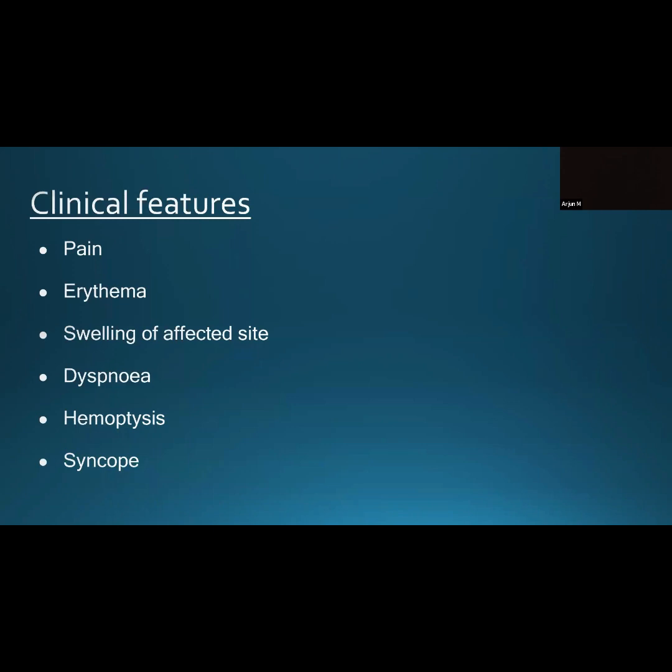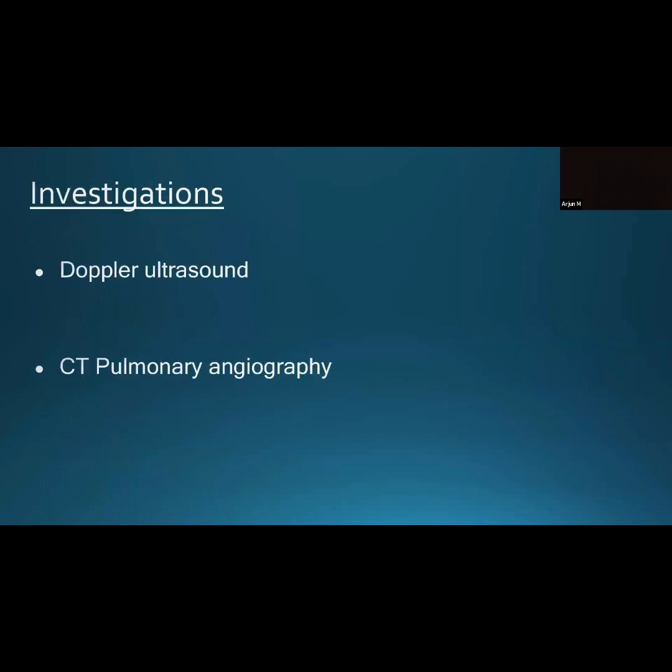With regard to the clinical features, based on the thrombotic event, if it's a DVT, the patient may present with severe pain, erythema, and swelling of the lower limb. And in pulmonary embolism, the patient can present with dyspnea, hemoptysis, or syncope. The investigations considered gold standard worldwide for a vascular thrombotic event are Doppler ultrasound and CT pulmonary angiography.